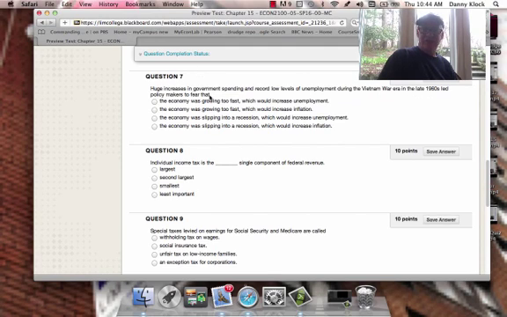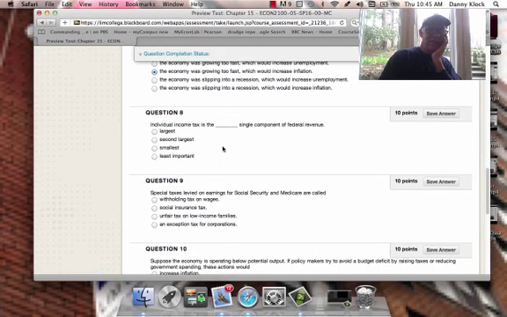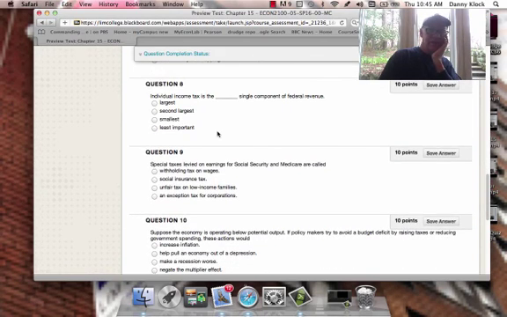This led policymakers to fear that, again, there was a problem with inflation at this time. So the first one, the economy is growing too fast and would increase unemployment. That's silly, right? If it's growing too fast, it's going to decrease unemployment. And the economy going too fast would increase inflation. And again, this was what happened. The economy kept growing in the 1960s, but eventually inflation came about in the 1970s, which was more for the oil shocks in the 70s? It's up for debate.